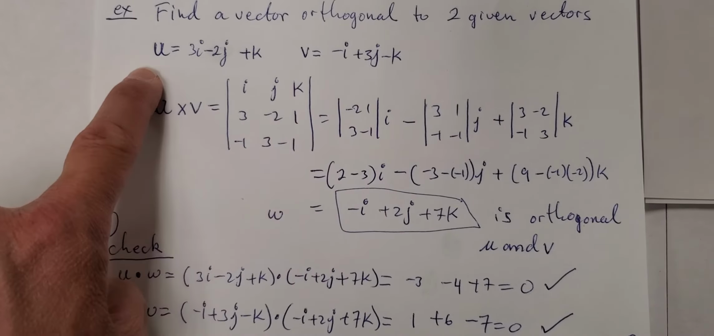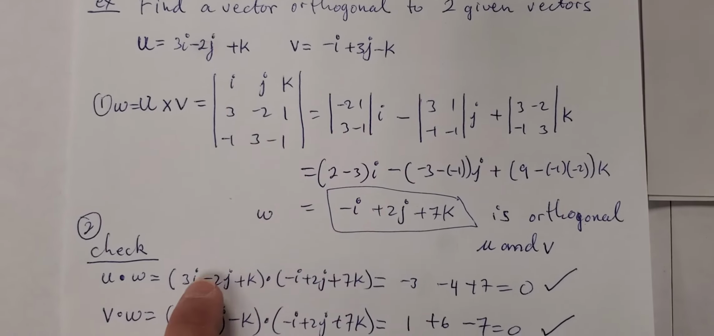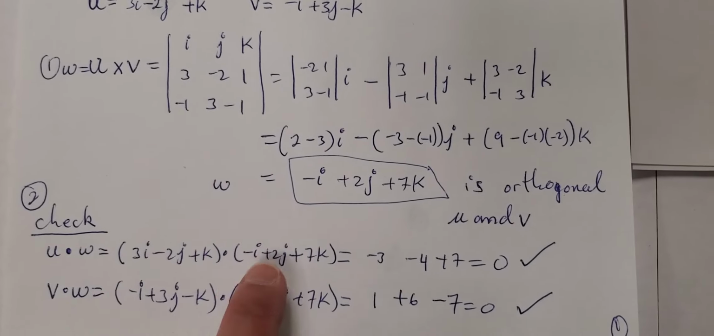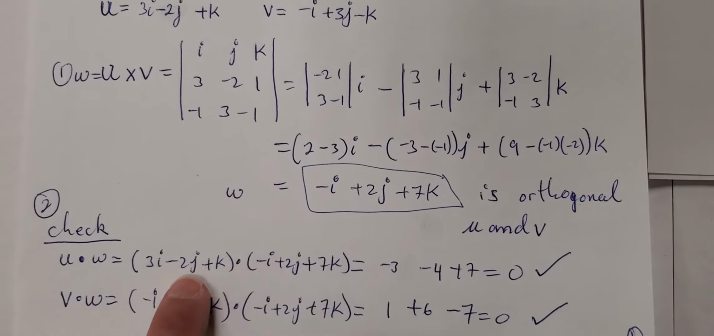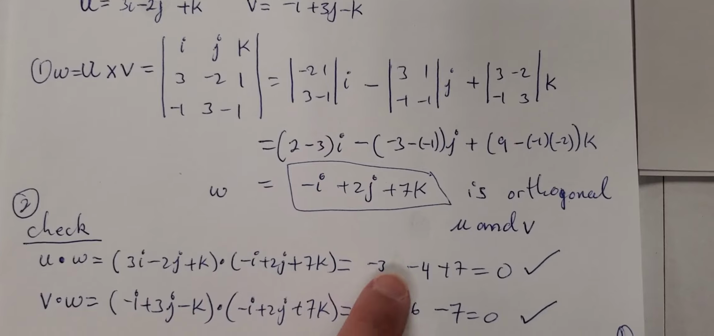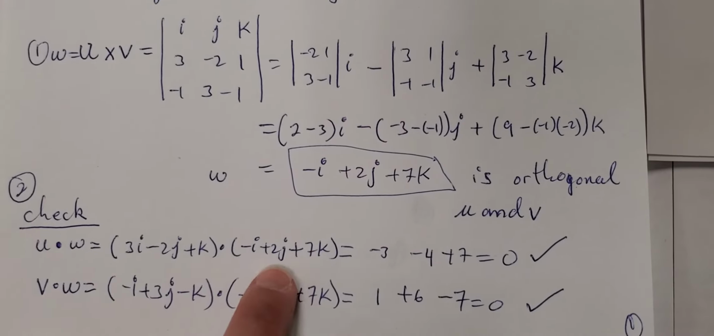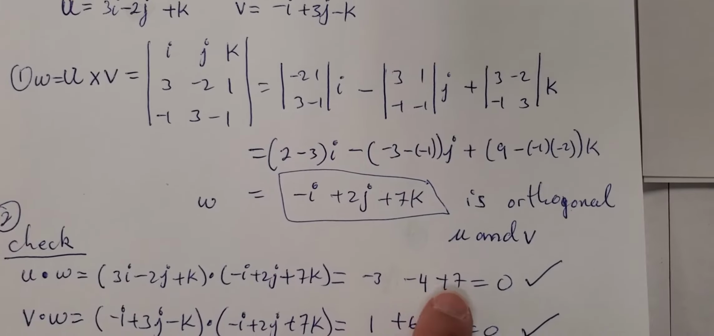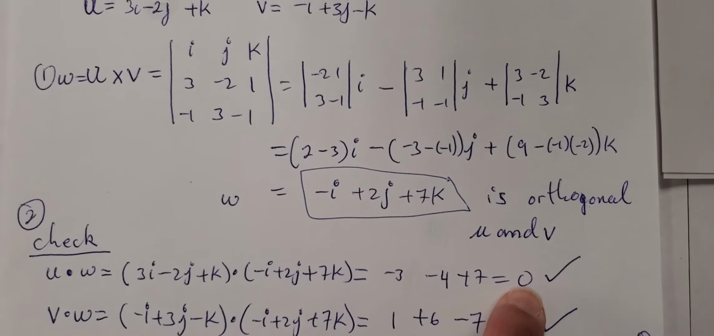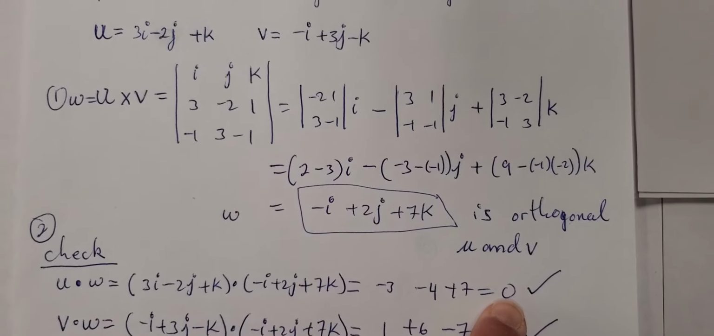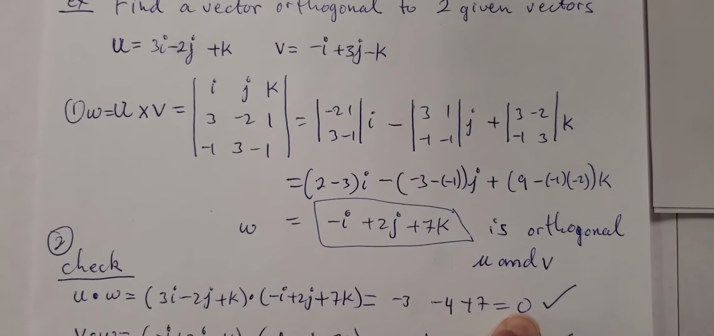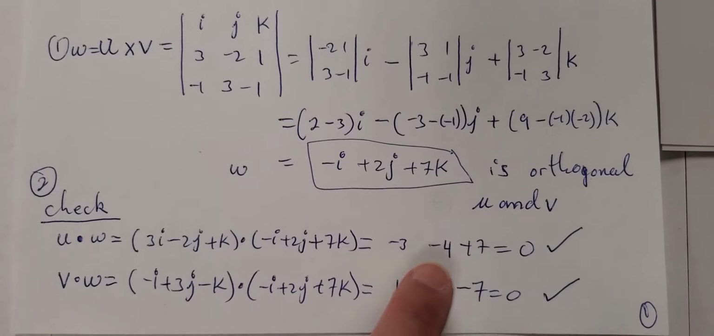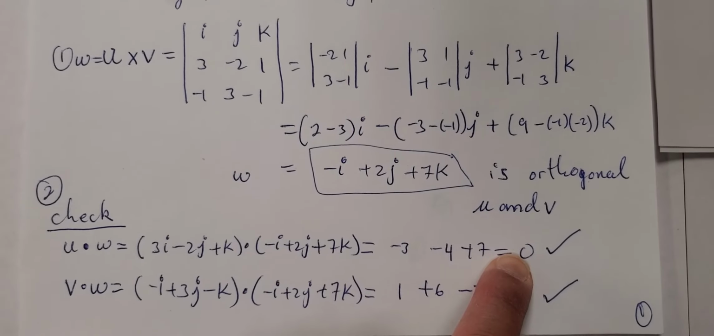U dot W, which is right here. So i with i, j with j, k with k. 3 times negative 1, negative 3; negative 2 times 2, negative 4; 1 times 7, positive 7. Add, subtract, gives me 0. So we're all good. How do I know that it is perpendicular or orthogonal? When the dot product is 0, it is perpendicular.